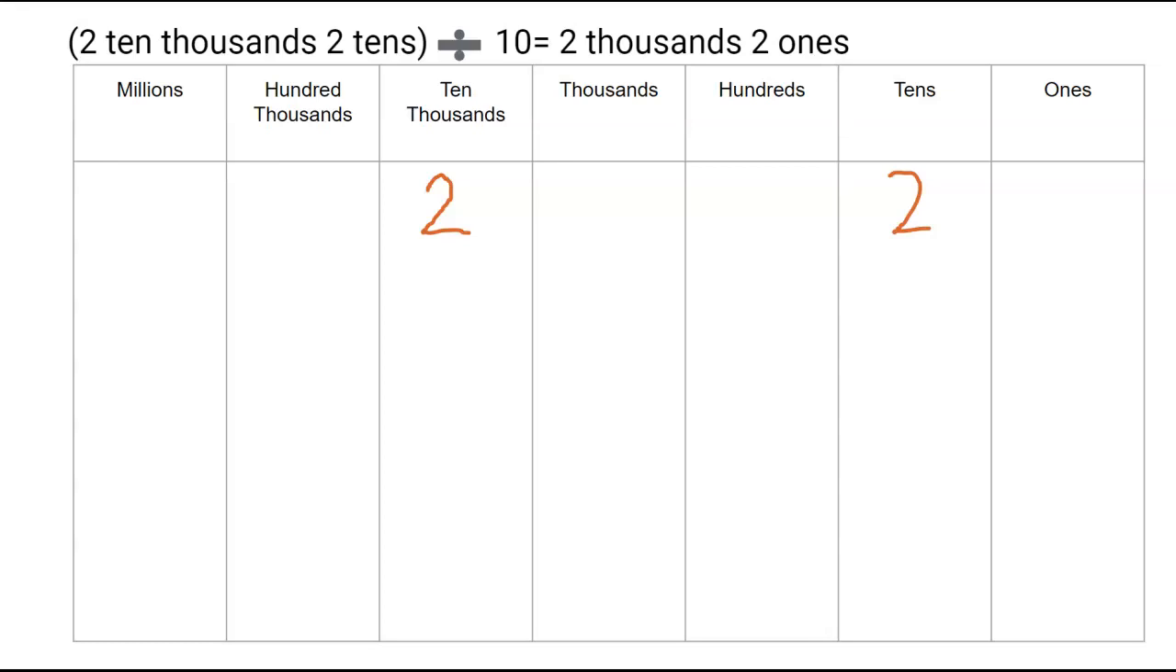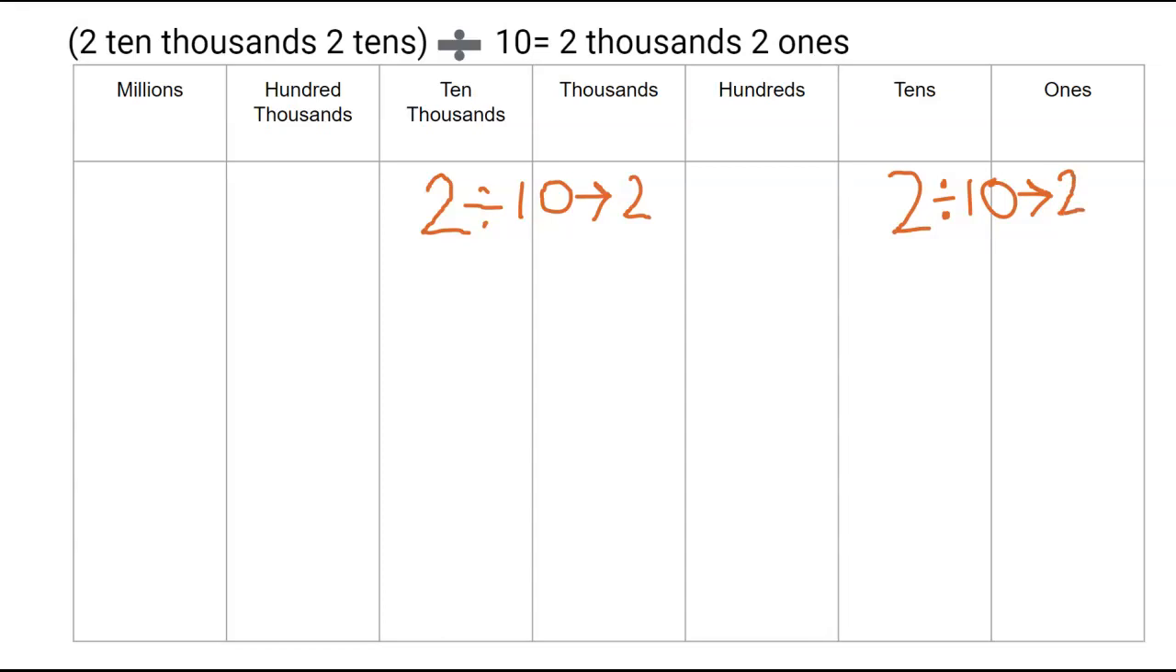So I'm going to divide my 2 10,000s by 10. That's going to put me in the thousands place, and that's just going to give me 2,000s. And then I'm going to divide my tens by 10. And that's going to put us in the ones place. That's going to give us 2 ones.